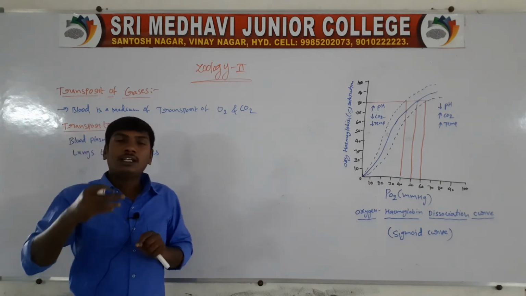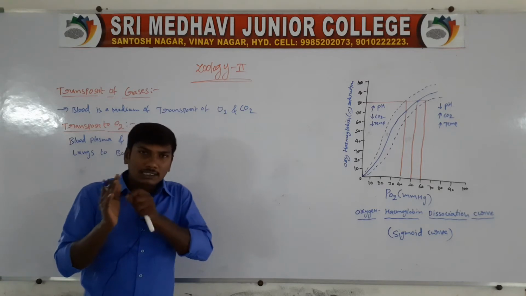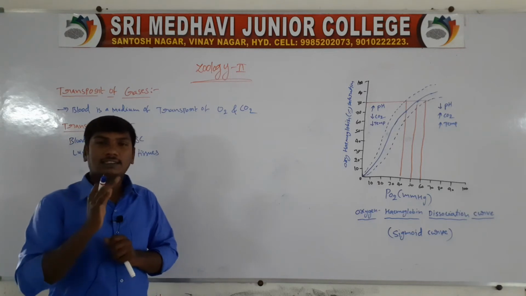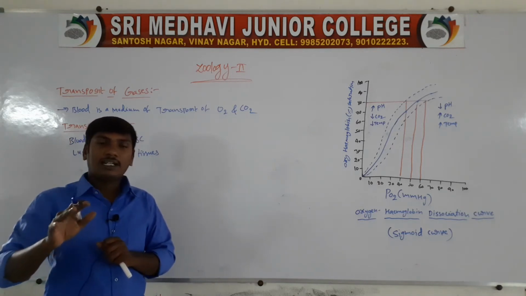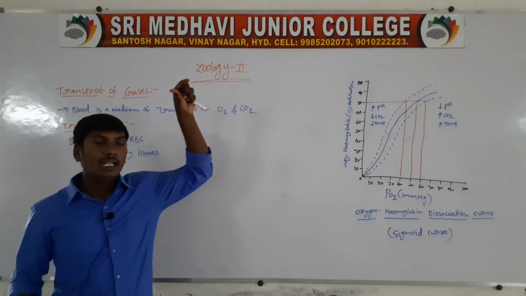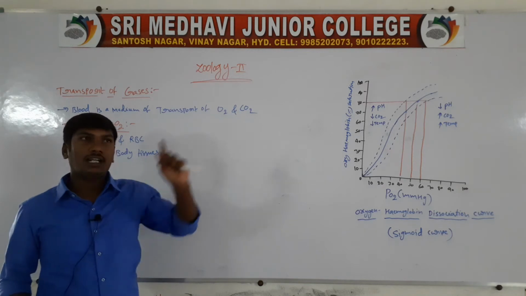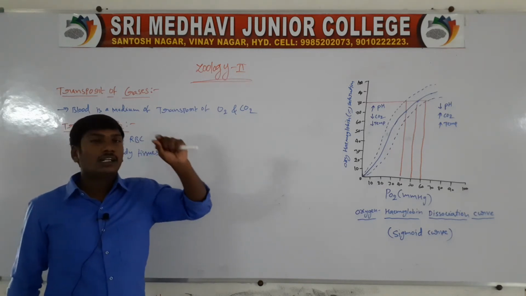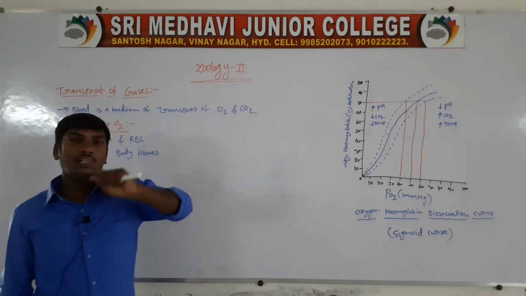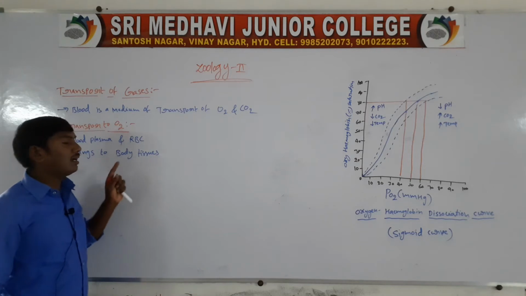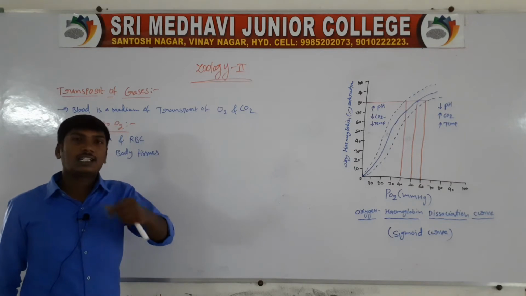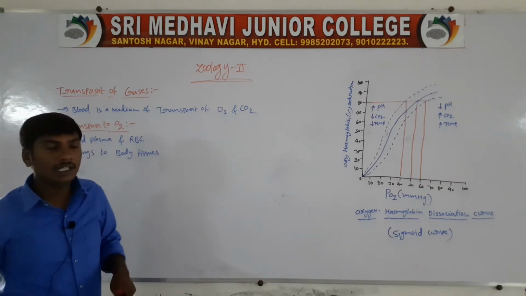The oxygen is transported in two ways. One is by the plasma, and the other is by the red blood cells. The oxygen is transported by blood plasma and RBC, red blood cells. These two transport the oxygen from the lungs to body tissues.